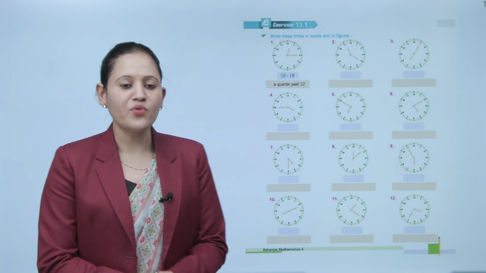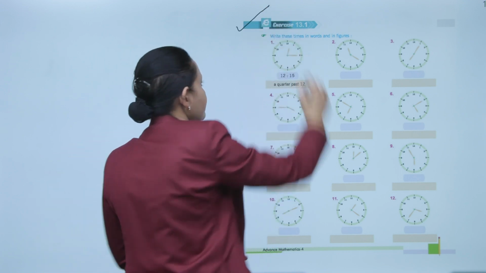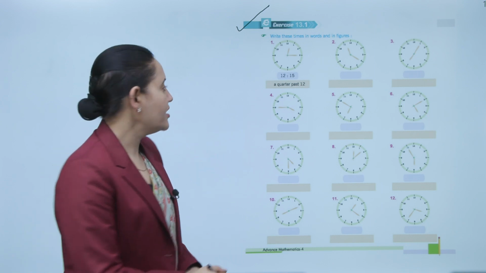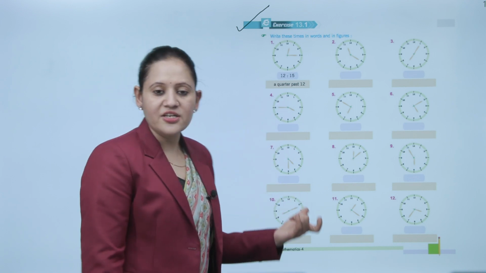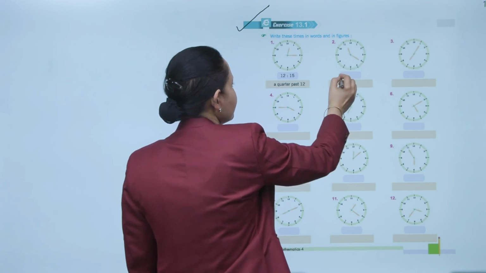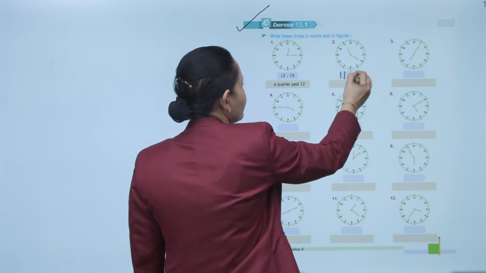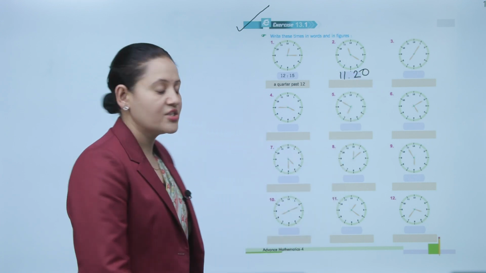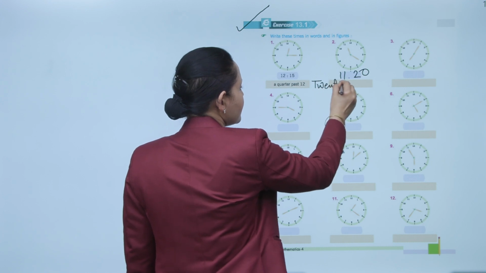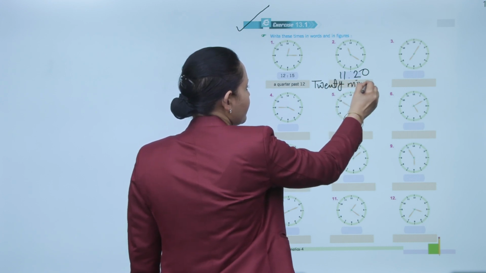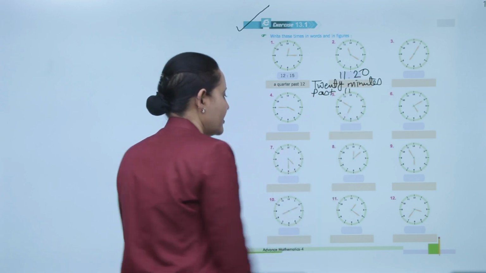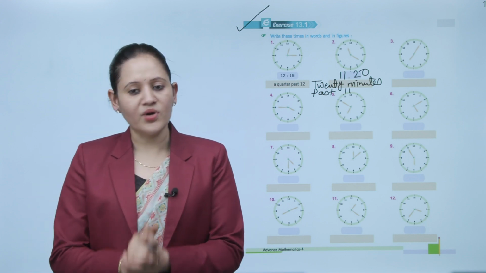Next is exercise 13.1. Write these times in words and figures. So here the time is 12:15. So we'll write quarter past 12. Like here, the time is 11:20. So we'll write 20 minutes past 11. Like this, we'll write the time and write in words.